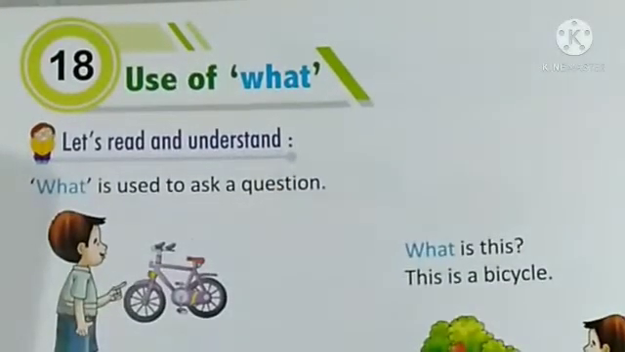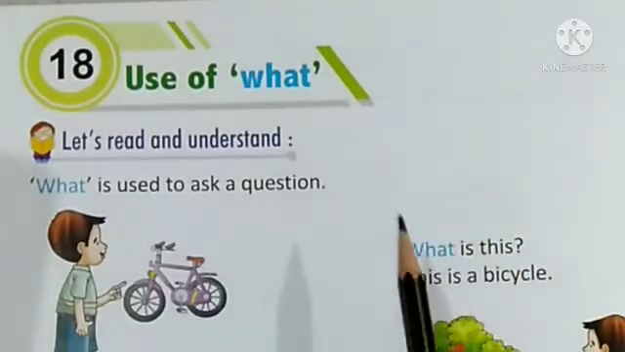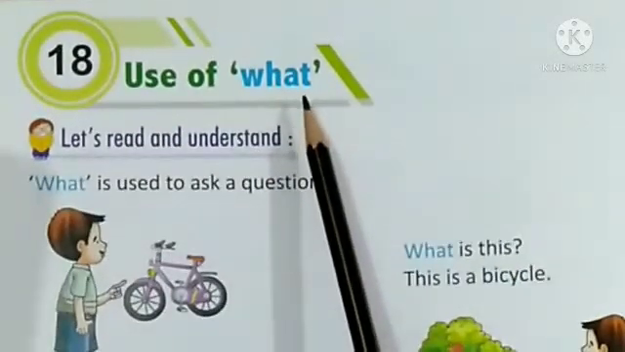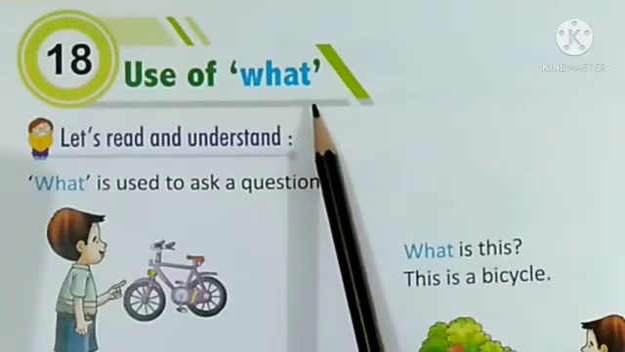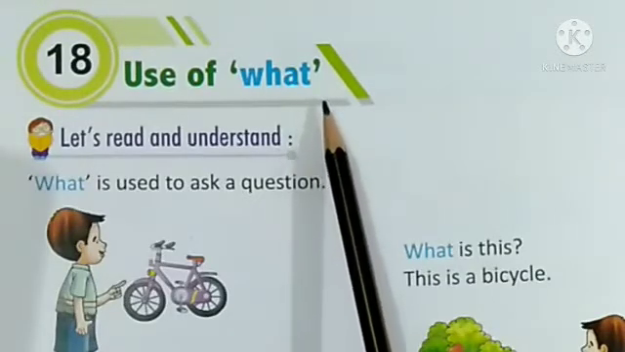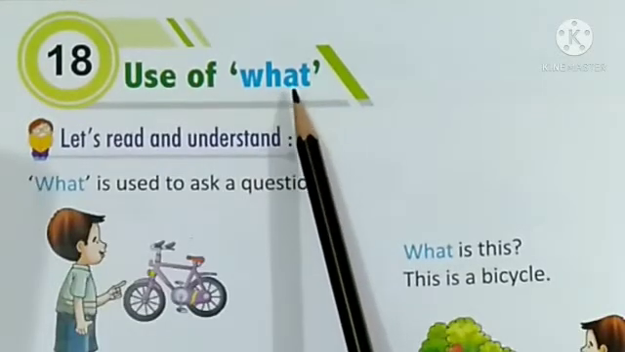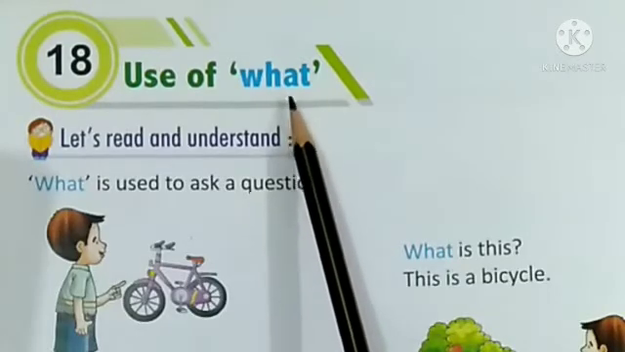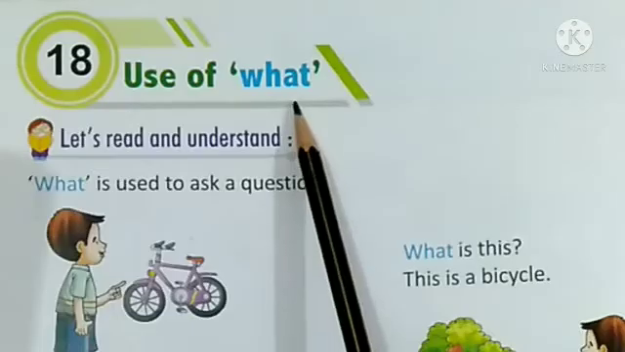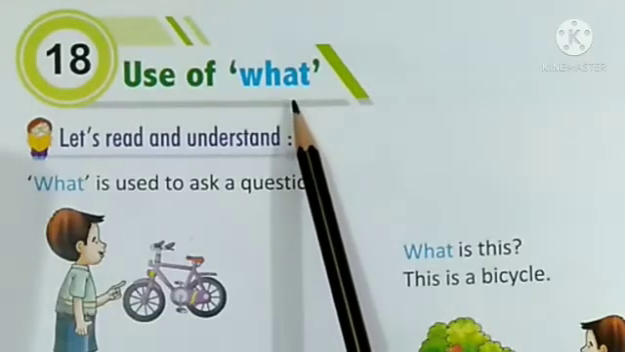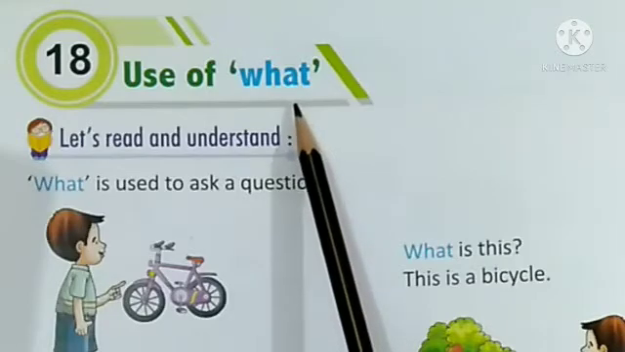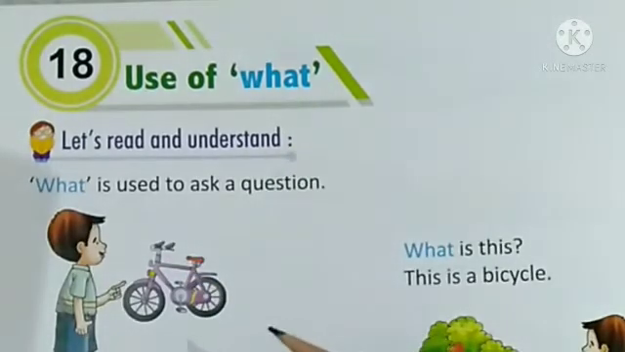Children, what is used to ask a question or for information about something or someone. We can also use what to ask someone to say something again because we have not clearly heard or understood it. Okay children, what is often used to show surprise about the thing someone has just said. Okay children, now we will read this lesson.